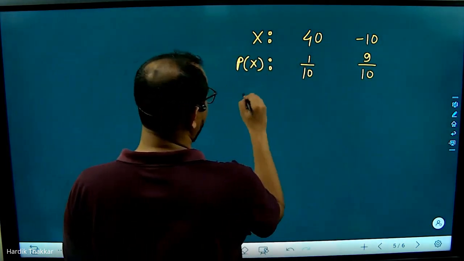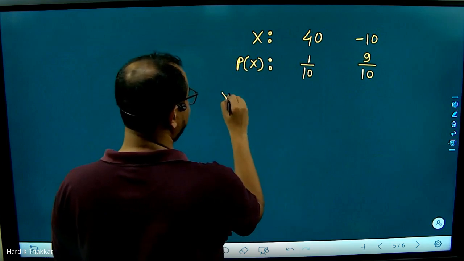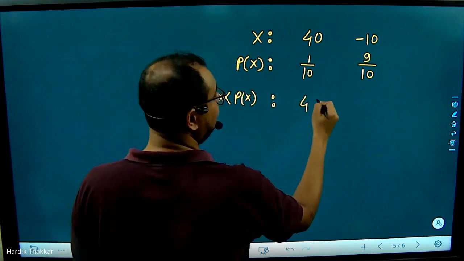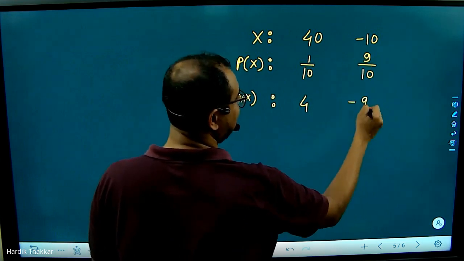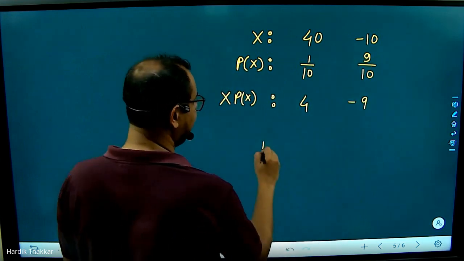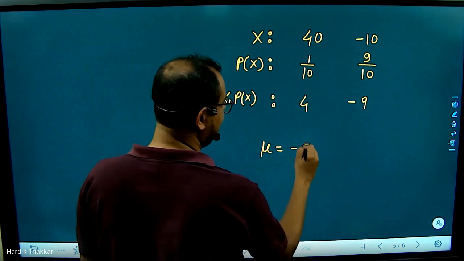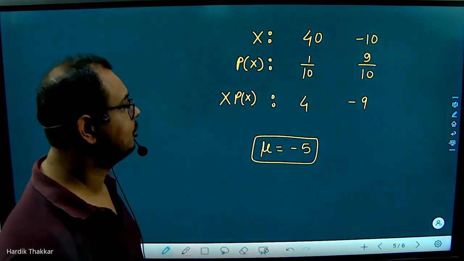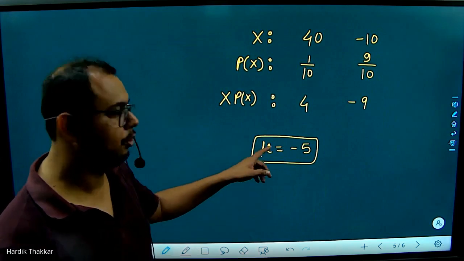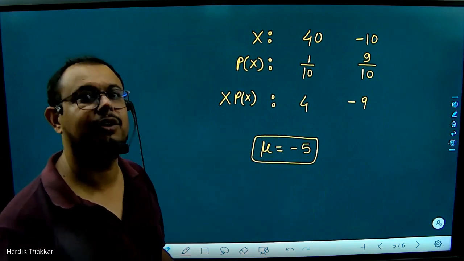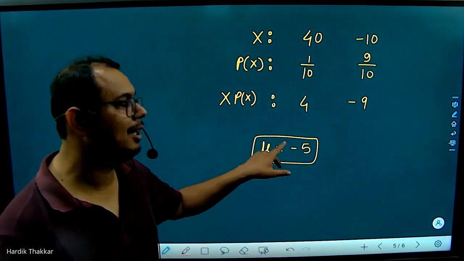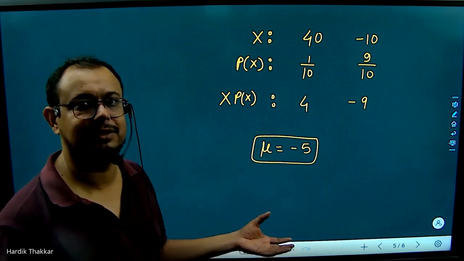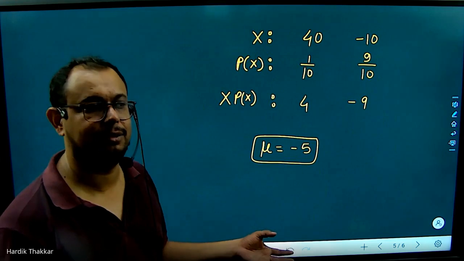Now we will calculate pi into xi, so x into p of x. Okay, so this value will be 4 and this value will be minus 9, correct? So when we find the value of mu, it will be minus 5, correct? So on an average, you will lose rupees 5. So it is not a fair game. If this value were 0, then it means there are equal chances of winning and losing. It will be a fair game.